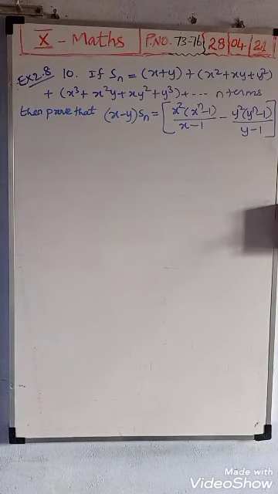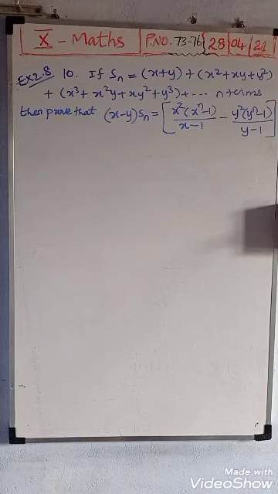See the next, 10th question. Sn is given as x plus y, plus x square plus xy plus y square, plus the third term x cube plus x squared y plus xy square plus y cube, and so on up to n terms. Here Sn is given up to n terms, and we want to prove that Sn multiplied with x minus y. So x minus y times Sn, we want to prove the RHS side.